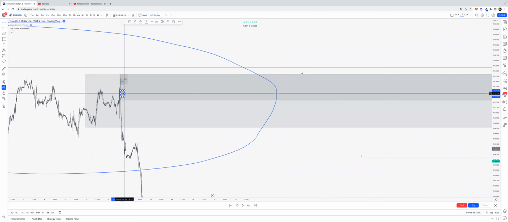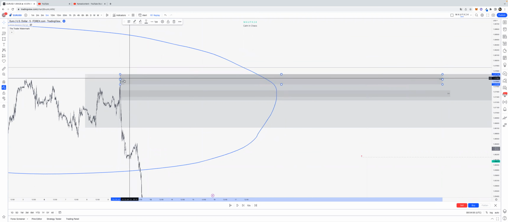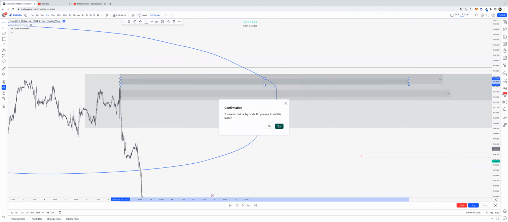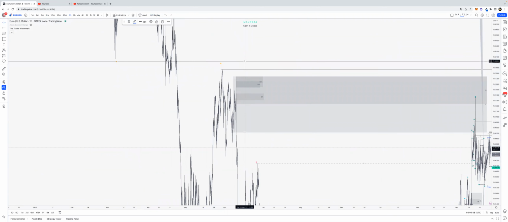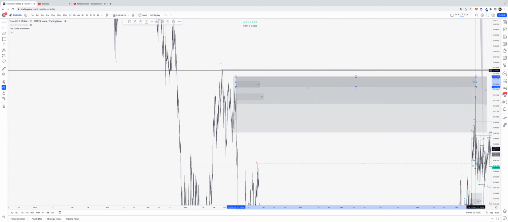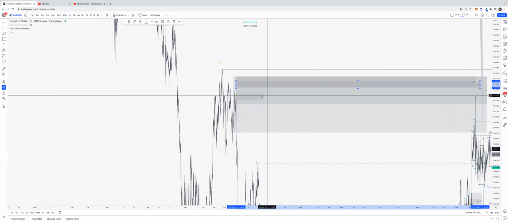And then let's do it like this. Expand. Expand. Expand. Go out of replay mode. Go on to the 1 hour of this. I don't know why I did that, to be fair. So let's say I mitigate it. Same for this one. And there you go.